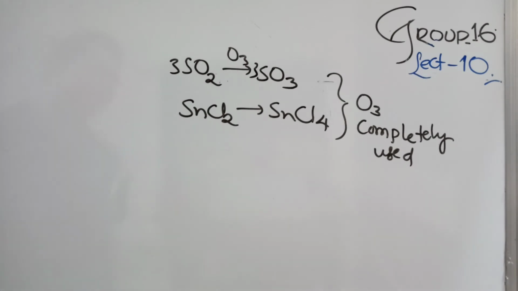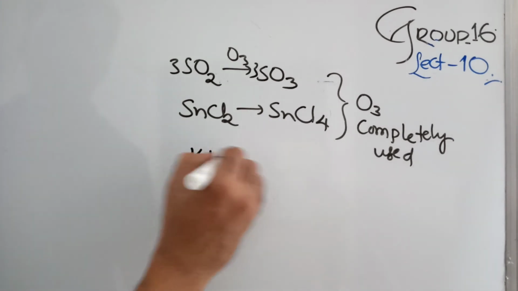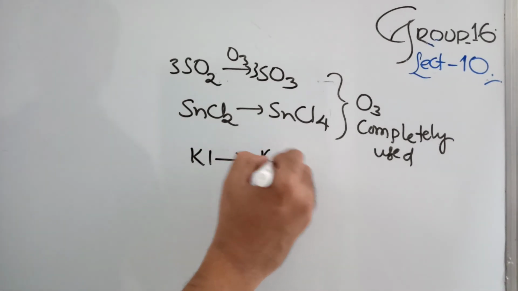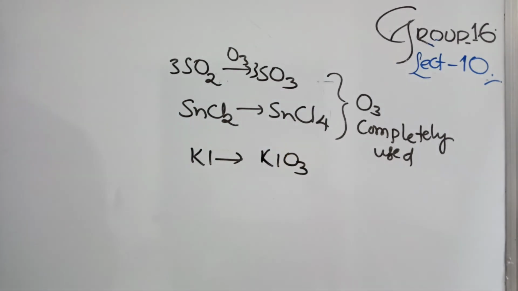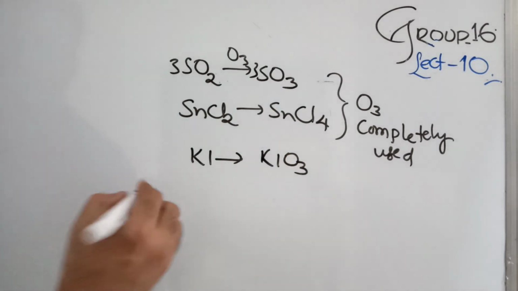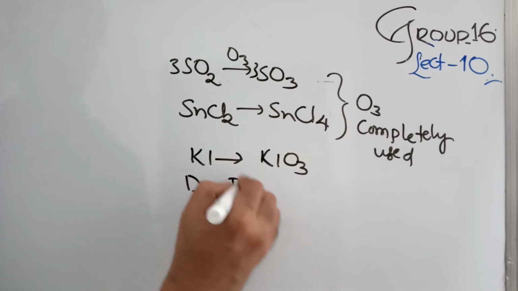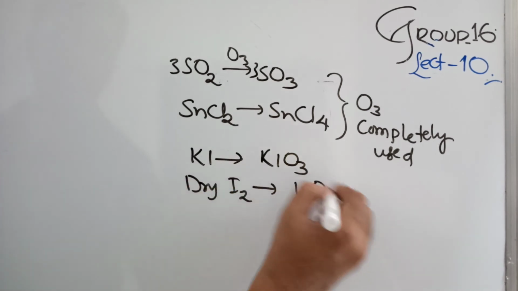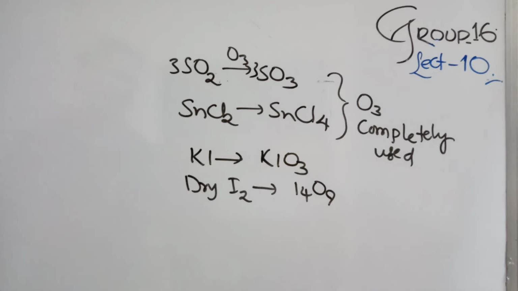The SnCl2 reaction also takes place in the presence of water. So no O2 is coming in these reactions. SO2 is converted to SO3, SnCl2 is converted to SnCl4. Ozone is completely utilized in these reactions. Potassium iodide is oxidized to KIO3. Dry iodine, I was telling you in the previous classes, will be converted to I4O9. This question was asked once in examination, so you must be very careful.